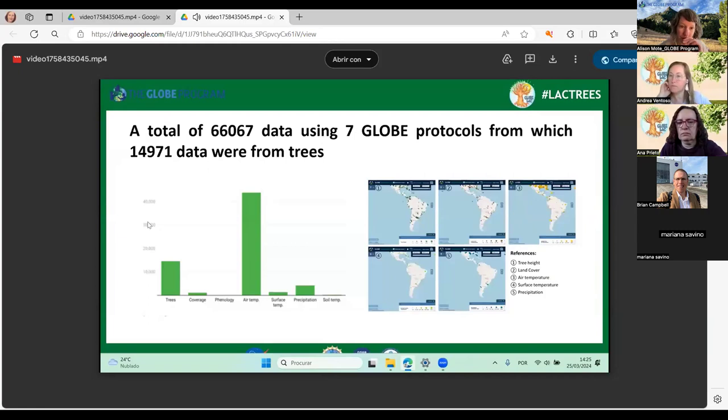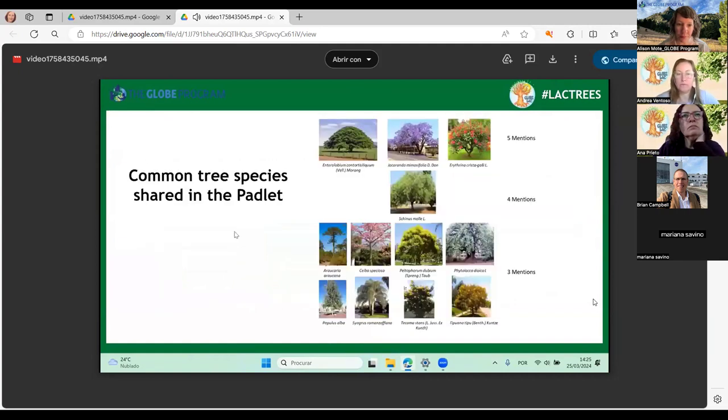In total, we had 66,000 data using 7 GLOBE protocols, of which 14, almost 15,000 data came from trees. You have here all the main protocols used during the campaign and the distribution of the data in the different countries of the region. As we insisted, we had the list of the most popular common species used by the students uploaded to the Padlet, and we had some interesting common species for many countries.